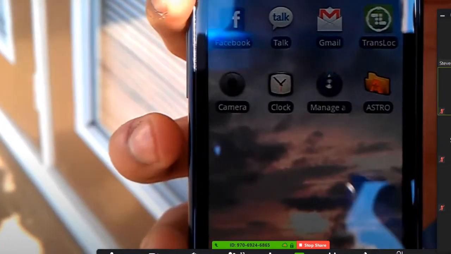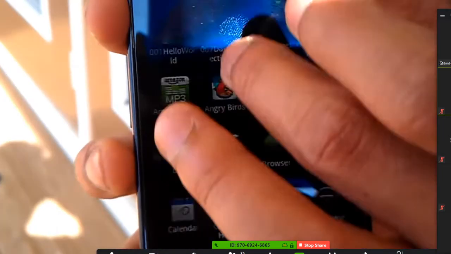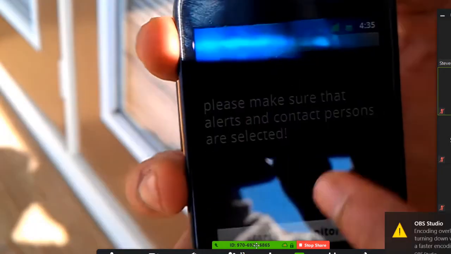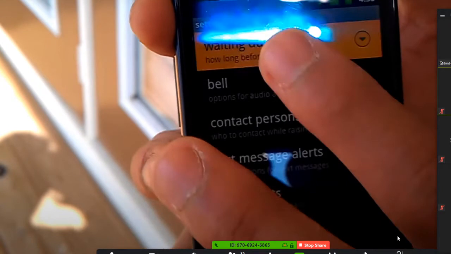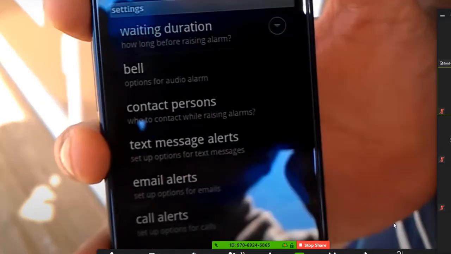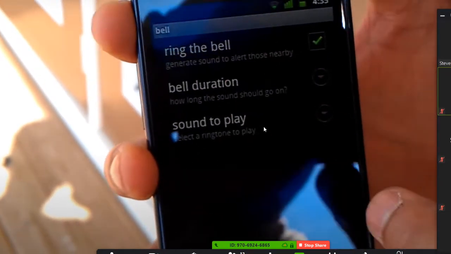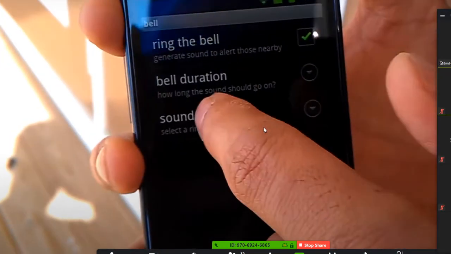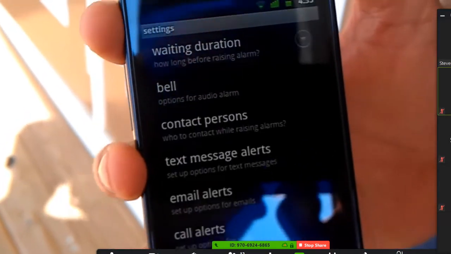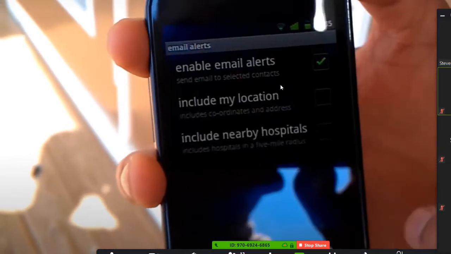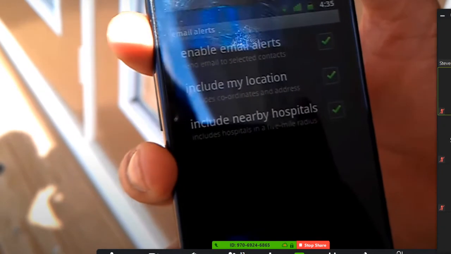Hi, this is a demonstration of fall detection application. I am launching the application now. Before starting the fall monitoring, let me go ahead and configure some alerts. Let's have the audible alert, and let's have a bell duration of 5 seconds as well. And let's choose some sound to play. Let's configure email alerts. We are including our location as well as a list of hospitals in the vicinity.